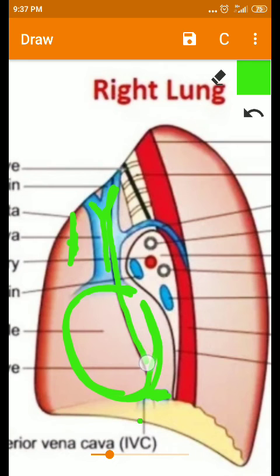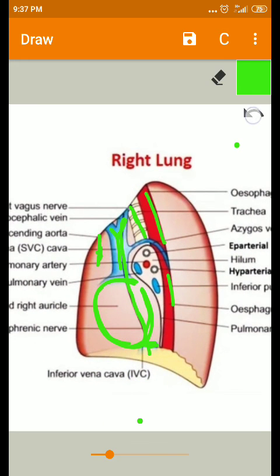This one is the phrenic nerve, and above the root of the lung you'll have the right vagus nerve, and by the side of it is related the trachea, the right side of the trachea, and then more posteriorly it is related to the esophagus. So these are the structures related to the right lung.